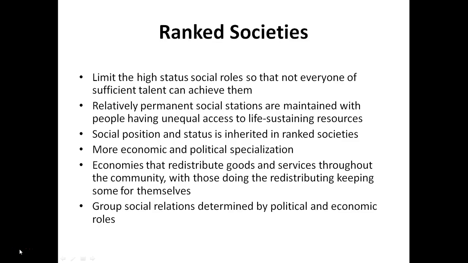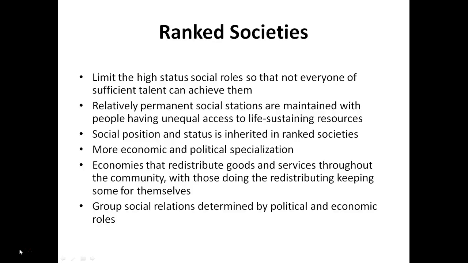Unlike egalitarian societies, ranked societies limit the high-status social roles so that not everyone can achieve one. There are relatively permanent social stations that are maintained, with people having unequal access to the life-sustaining resources in the environment. Social position and status are inherited in ranked societies.